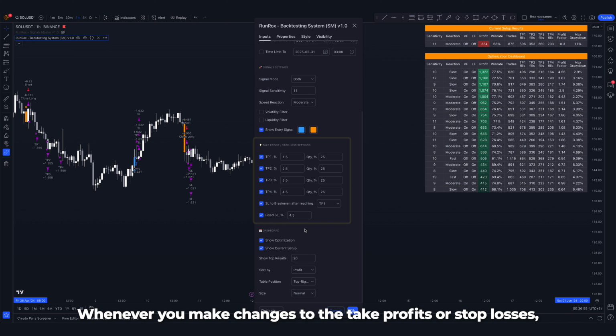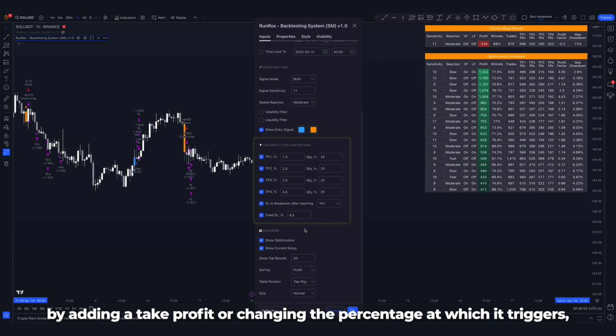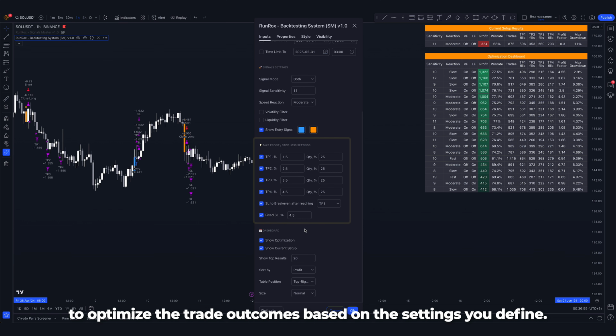Whenever you make changes to the take profits or stop losses, or any adjustments to these parameters, the backtester performs a search for the most optimal settings for sensitivity and other parameters, adapting to your adjustments. Thus, by adding a take profit or changing the percentage at which it triggers, our backtester searches for the best settings for signals considering these changes. It's crucial to understand this aspect when working with our backtesting system, as it dynamically adapts to optimize the trade outcomes based on the settings you define.